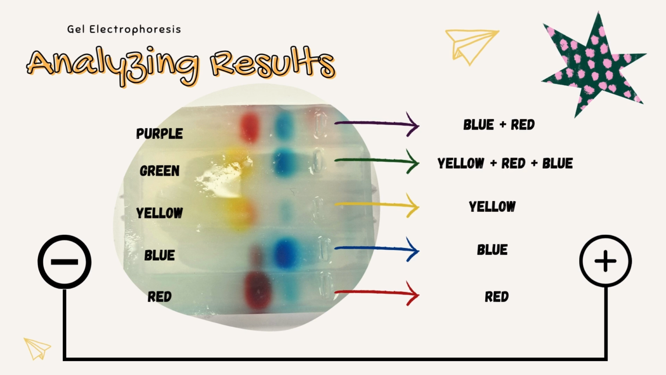The first color inserted in the well from the top is purple, followed by green, yellow, blue, and red. Then, after 15 minutes, the purple color has separated into blue and red, while green color has separated into yellow, red, and blue. Since yellow, blue, and red color is basic color, it will only be separated into one color, which is the same as it is before it undergoes separation.